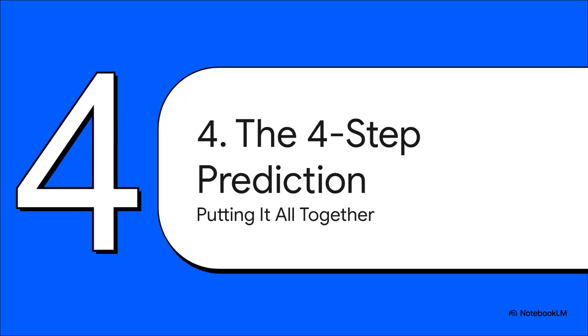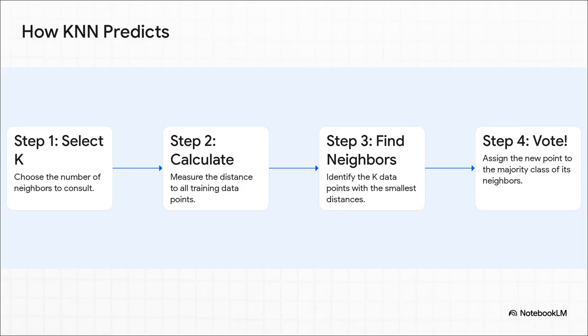Okay, let's move on to section 4, the 4-step prediction. We've got our K, we've got our way to measure distance, so let's put it all together and actually watch this thing make a prediction. It's surprisingly simple, just 4 steps. So here's the recipe. Step 1, you pick K, your magic number of neighbors.